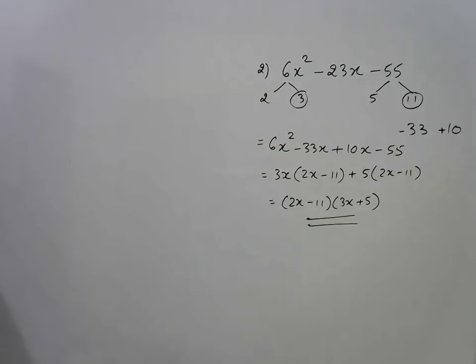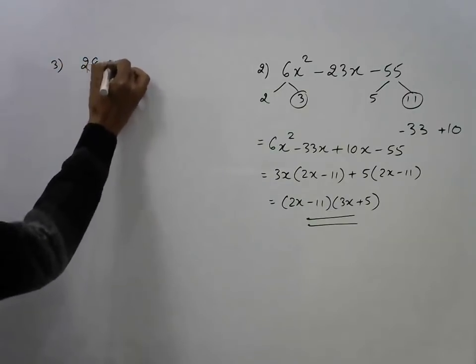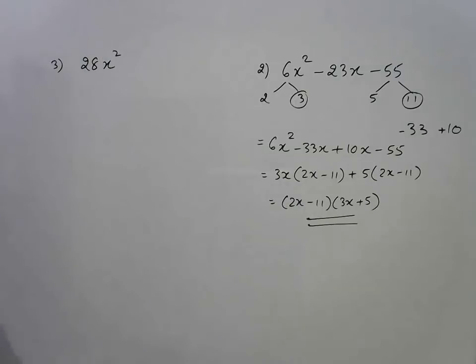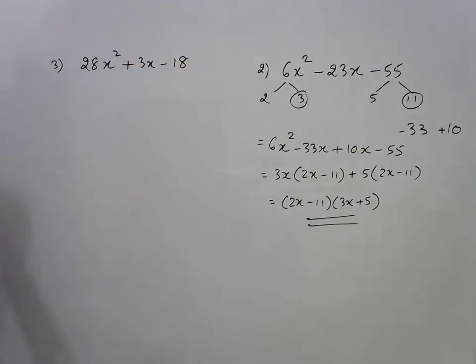See, this is question number 3. 28x square plus 3x minus 18. Now again the problem complicates here. 28 and 18, large factors. We need to be careful now.